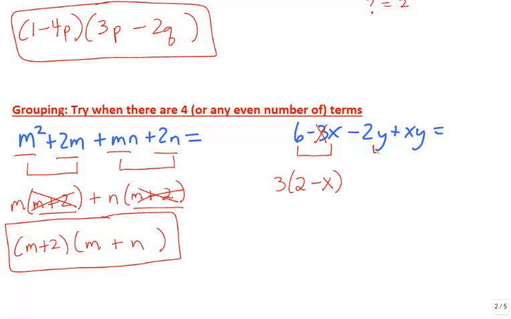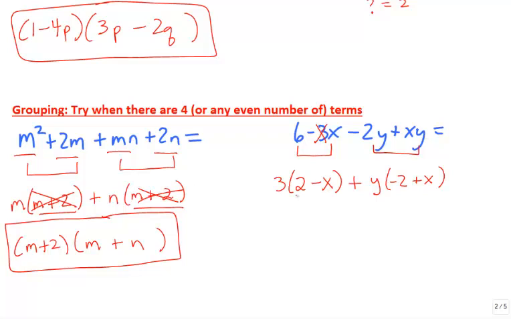Now I'm going to go to these 2 terms. What do they both have in common? 2y and xy both have a y. So if I pull out a y, then what would be left? Now here we have to be a little bit careful. If I just pull out a positive y, then I would need a y times negative 2 to get me back to this original negative 2y. And a positive y times a positive x would get me back to this positive xy.